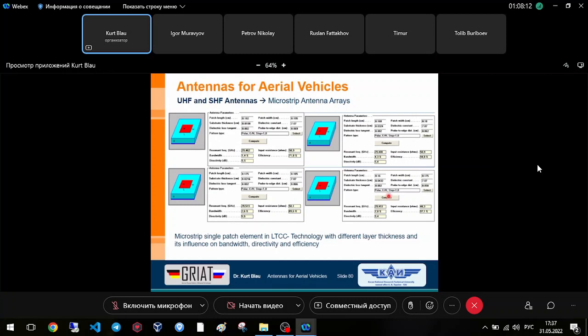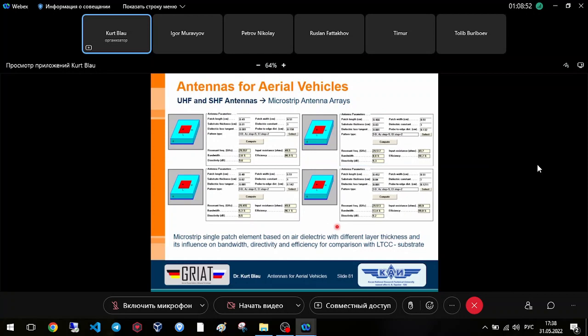And what we can see, the patch length also has to be reduced to keep the same frequency. Also the patch width we have to reduce. The bandwidth is growing up to 7%. Directivity is a little bit smaller, like here. And the efficiency is growing up to 97%. And this is a very interesting result.